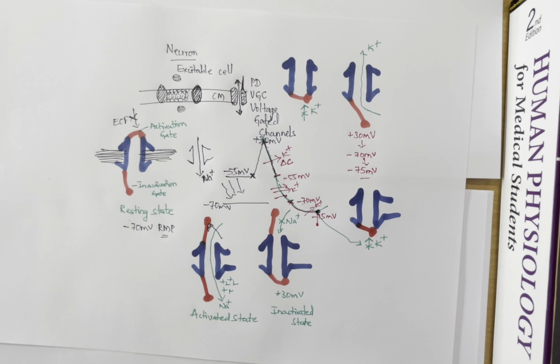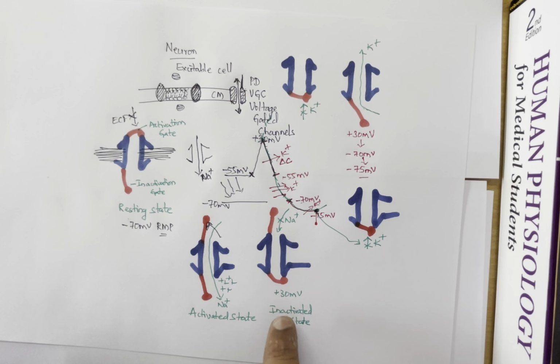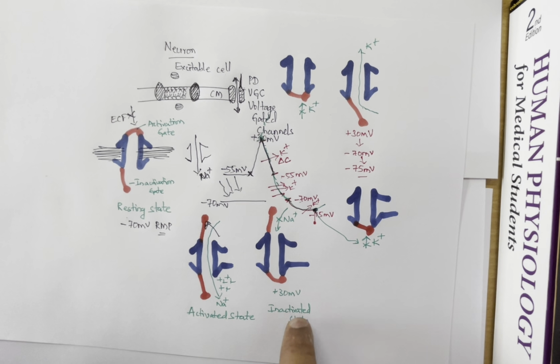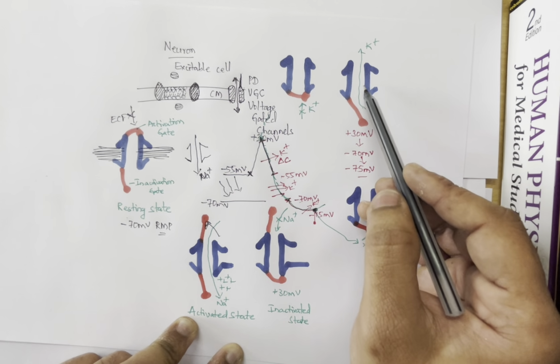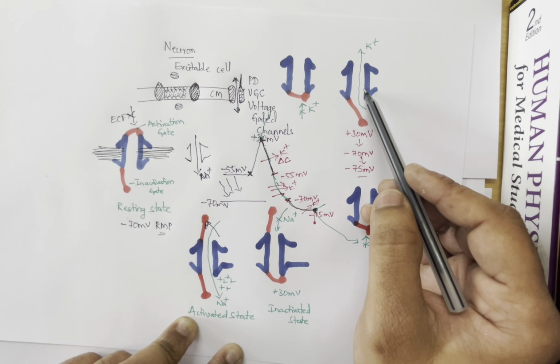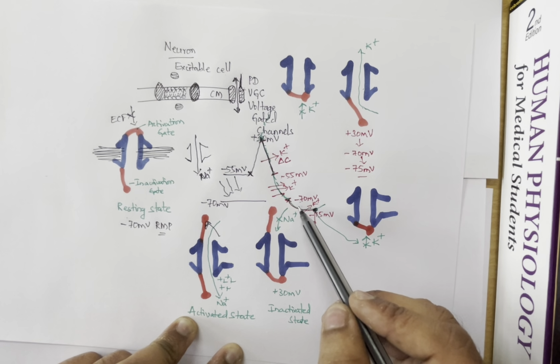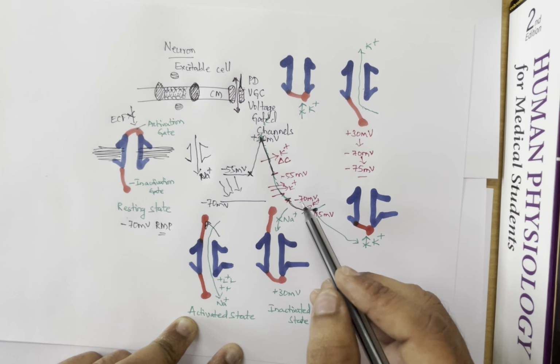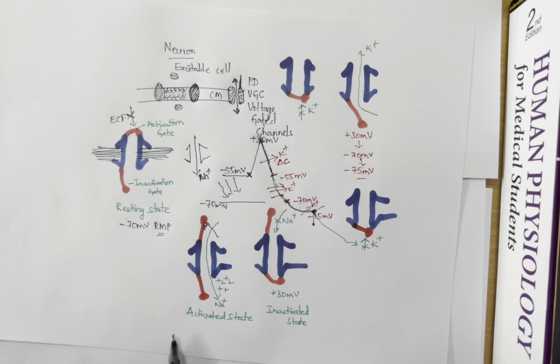Now we need to understand how the inactive state of the sodium channels is restored back to its resting state. The voltage gated sodium ion channel is in the inactive state at plus 30 millivolt, after complete depolarization. Because of this inactivation of voltage gated sodium ion channels and activation of voltage gated potassium channels, repolarization is happening. So when the membrane potential is returning back to its resting level, what is happening?